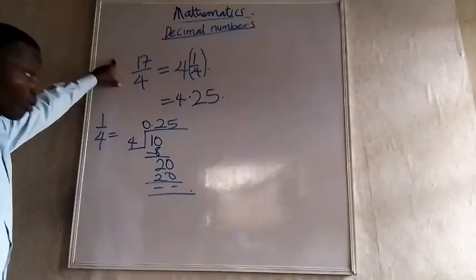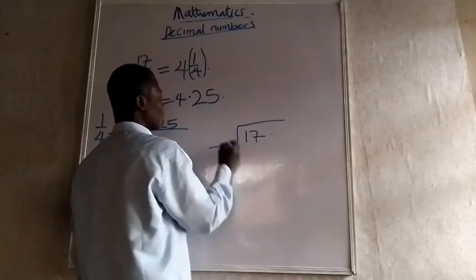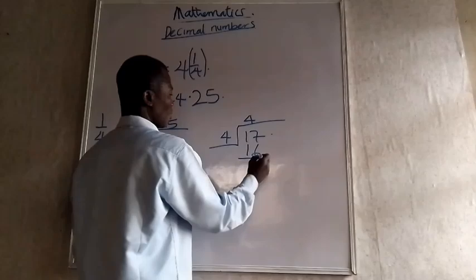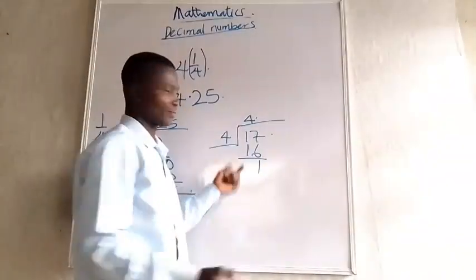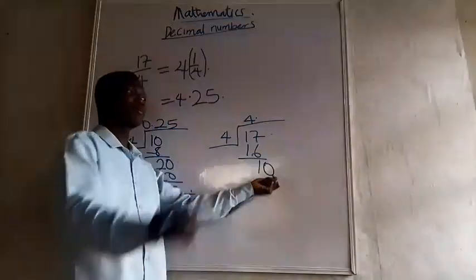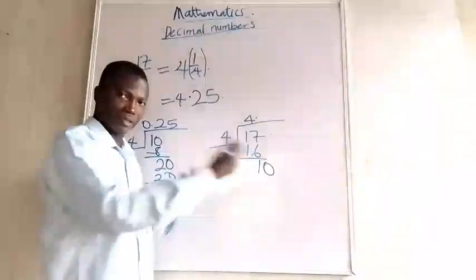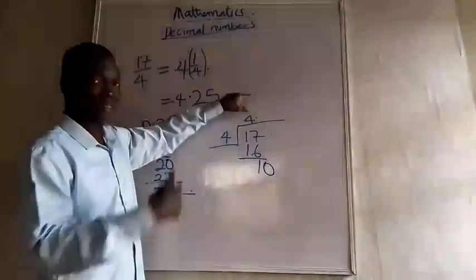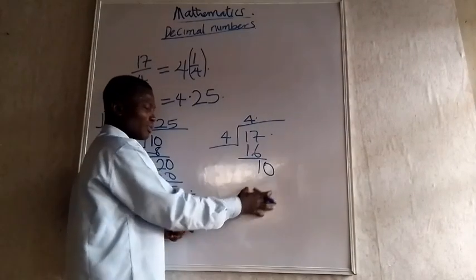Or if you want to do it wholly, do it like this. 17 divided by 4. 4 in 17, 4. 4 times 4, 16. Remainder 1. 4 in 1, it will not go, so you put a point here. 4 in 10, because it is in tenths, we have to introduce 0 behind the number so that it will be increasing. But it's not that it is increasing in significance. It is increasing like the point here. The number is not really increasing.